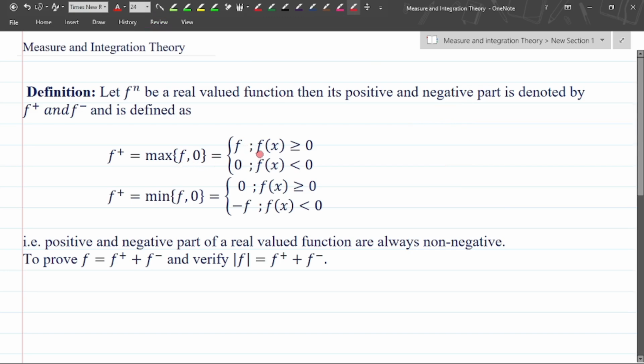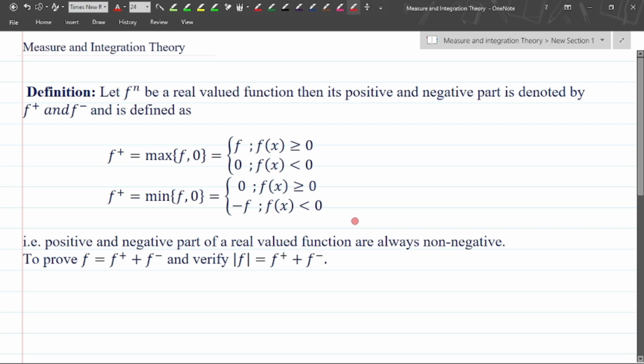That is, if f(x) is greater than or equal to 0, then it is f, and if it is less than 0, then it is 0. This is the definition of the positive part. And the negative part, similarly, is the minimum of f and 0. It means if the functional value is greater than or equal to 0, then it is 0, and if it is less than 0, then it is minus f. So this is the definition. The positive and negative parts of a real valued function are always non-negative.